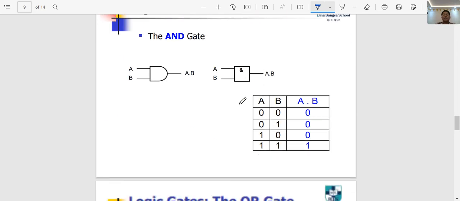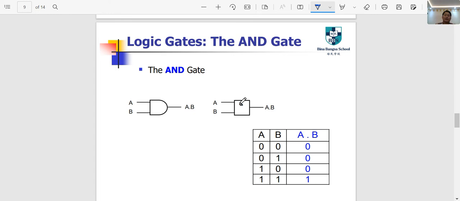Now the next thing is we have the AND gate. If you try to take a look at the symbol, there are two inputs here, A and B, and usually it is represented by a multiplication table. Since you already have two inputs here, the exact combination is 0 1 0 1, and 0 0 1 1.